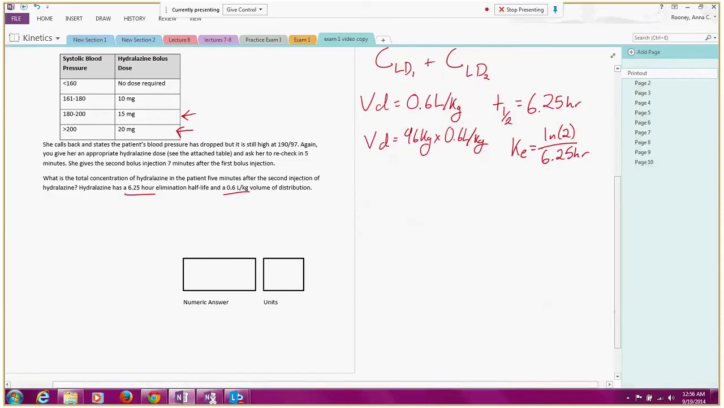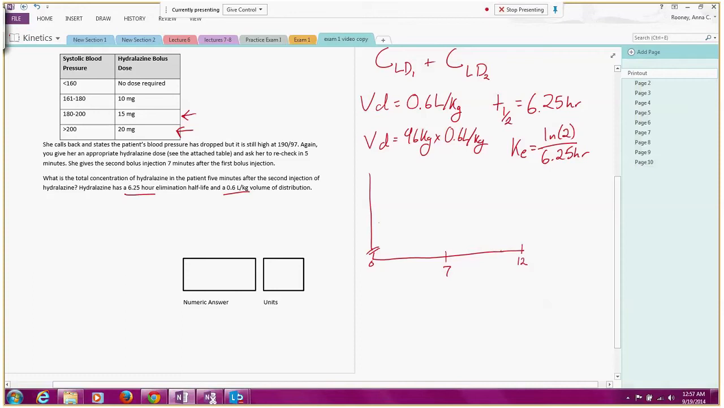All right, so now we need to visualize the time, because we found the volume of distribution and the rate of elimination, but the time is a little bit tricky. So I'm going to start at 0. All right, let's do 7 minutes there. Let's do 12 minutes there.